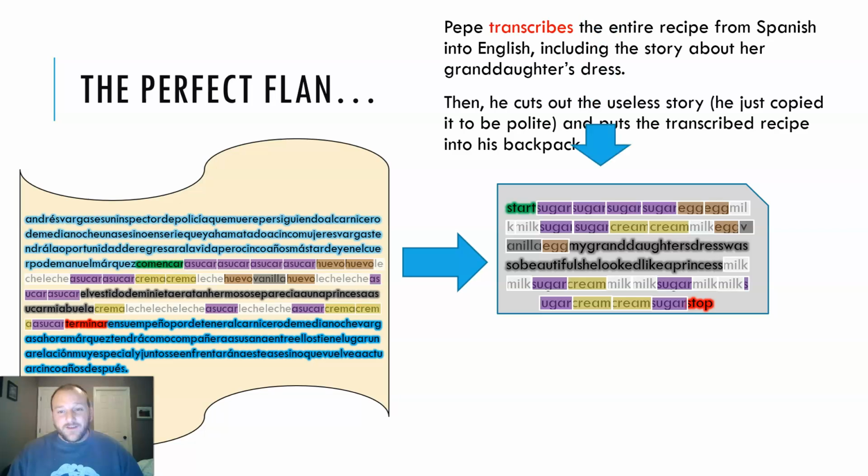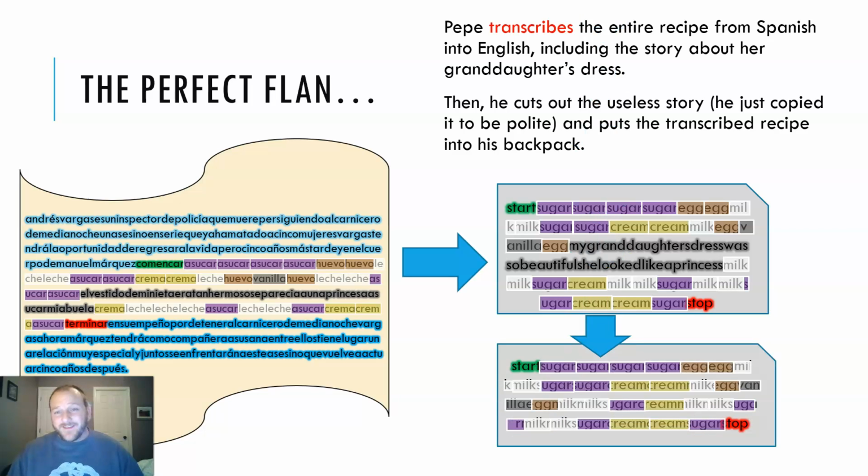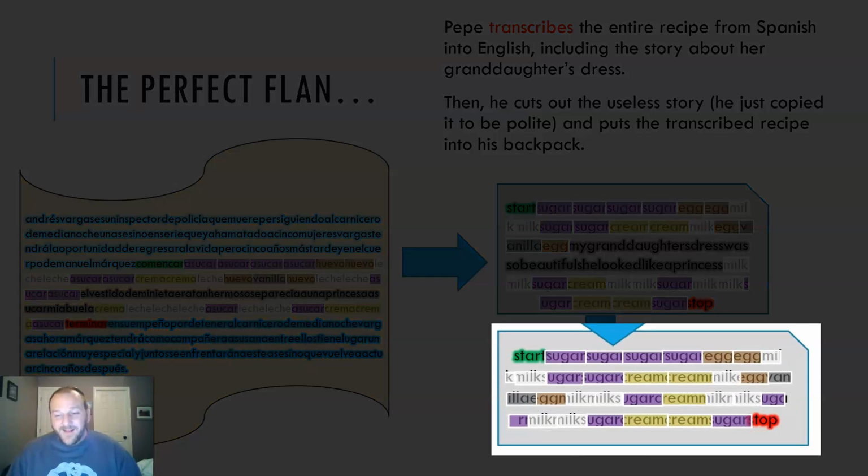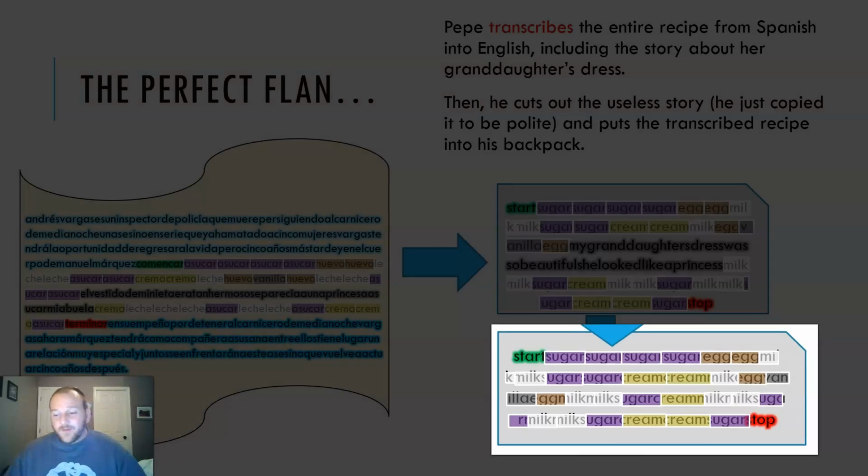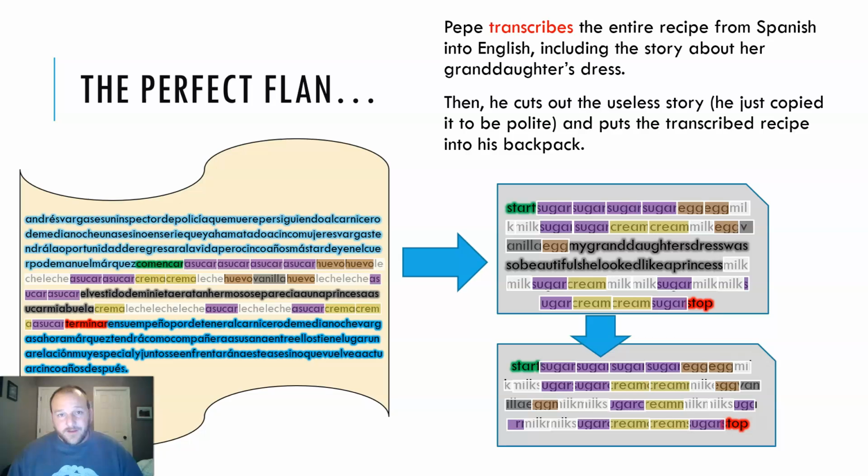So what he also has to do is cut that out, because he knows he has to write it down to be polite to Grandma Doña, but he doesn't need to bring it to Karen. But this last little piece right here, this is what he needs to take to Karen. It's the perfect recipe for flan from start to stop, written out in English. All right, so how does he do it?